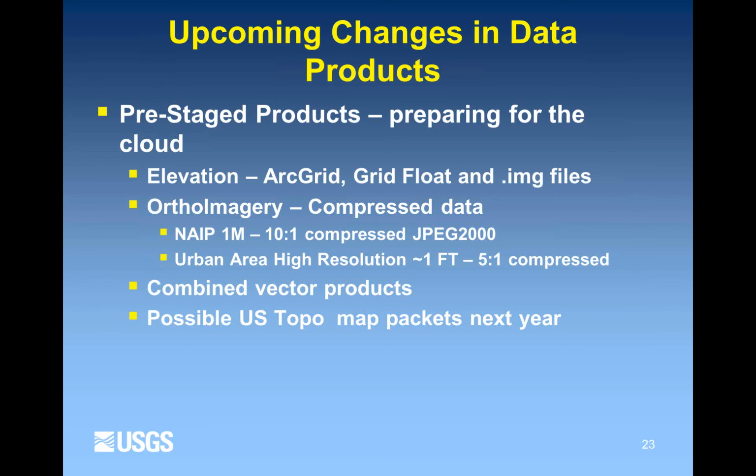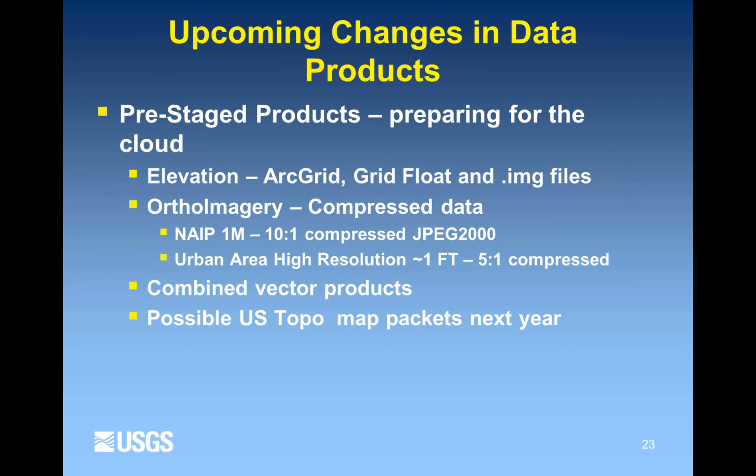For each of these we have to decide what types of footprints we're going to be offering. A lot will be 1 degree by 1 degree cells, or 7.5 minute quads. Things like NHD will come in watersheds, which will be one of the typical delivery packets. So these are all things we're in the process of defining right now and working on moving to the cloud, going from more of a dynamic clip and ship into pre-staged.